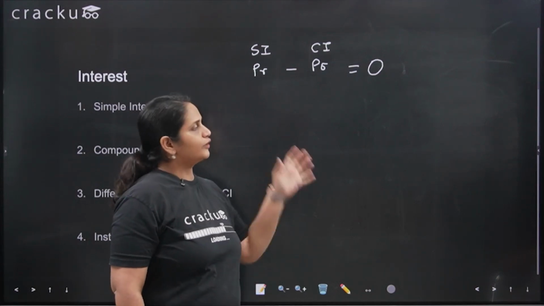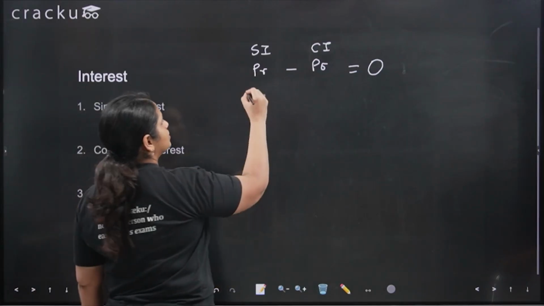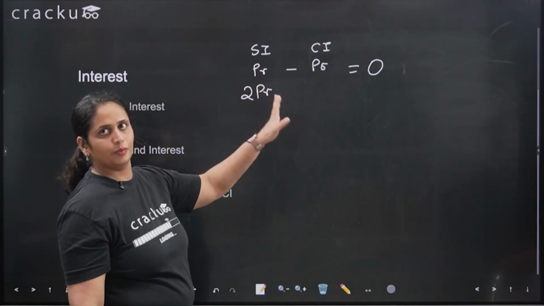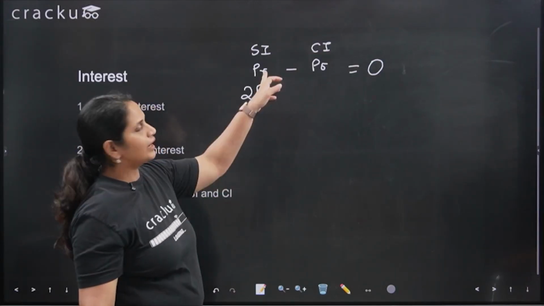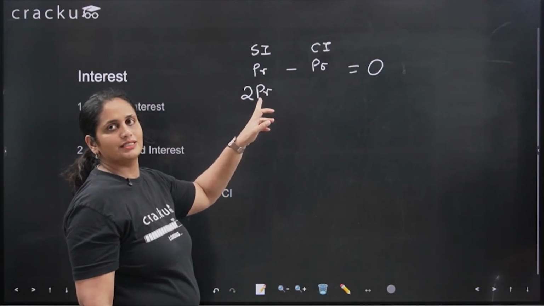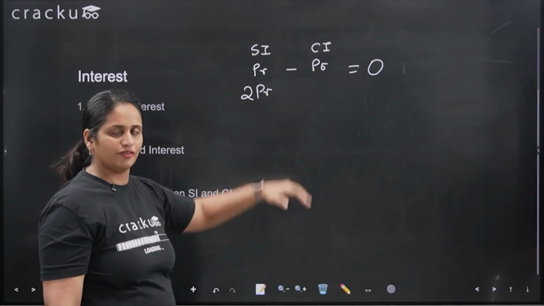Now suppose it is for 2 years, what is the difference between them? So for 2 years, the simple interest will be 2 PR, 2 years into P into R. R is basically the percentage rate of interest. So if it is 10%, it would be 0.1 and so on. I am not keeping divide by 100 just for ease of writing.